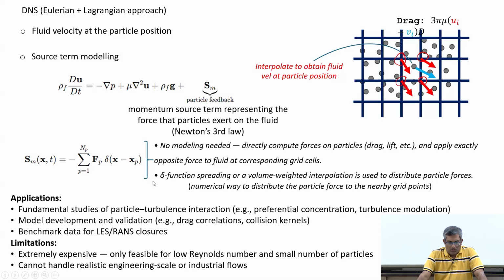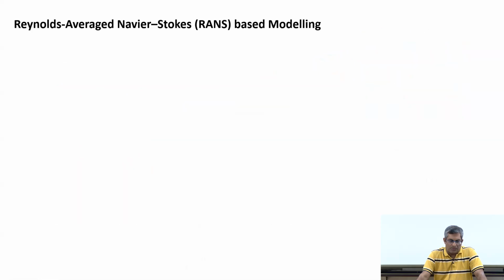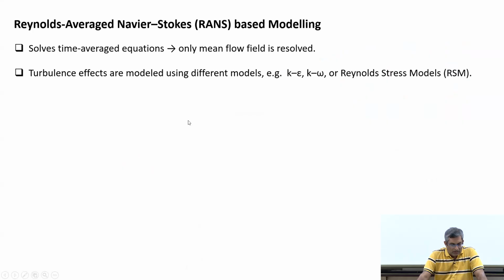We know this. Okay, so let's move on to the next approach, that is Reynolds averaged Navier-Stokes based modeling. So in this case, we know that we solve the time averaged equation. So this means if you solve the RANS equation, what you get is the mean flow field only. The turbulence effects are modeled using different models, as we have already discussed. So now there are a few important concerns that are present in this type of modeling approach that we will discuss.